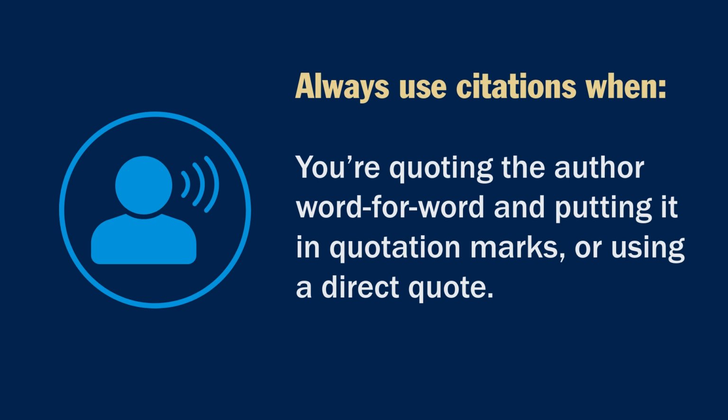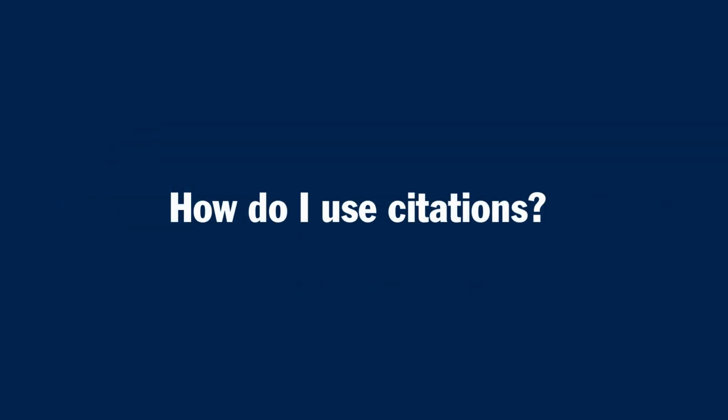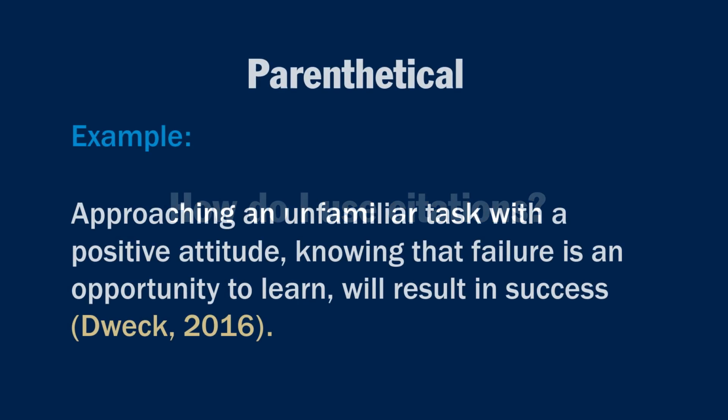So, how do I use citations? There are a few ways you can format citations. They are called parenthetical, narrative, and direct. A parenthetical citation means you're using your own words to describe an idea, and you list the author and year at the end. Notice the author's last name and the date of publication are in parentheses. This citation is in a yellow font on the screen.